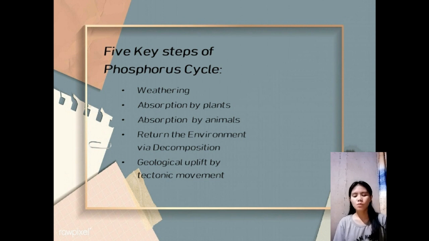Okay, so now let's move on to the five steps of the phosphorus cycle, which are weathering, absorption by plants, absorption by animals, return to the environment via decomposition, and last, geological uplift by tectonic movements. So let's define each step.